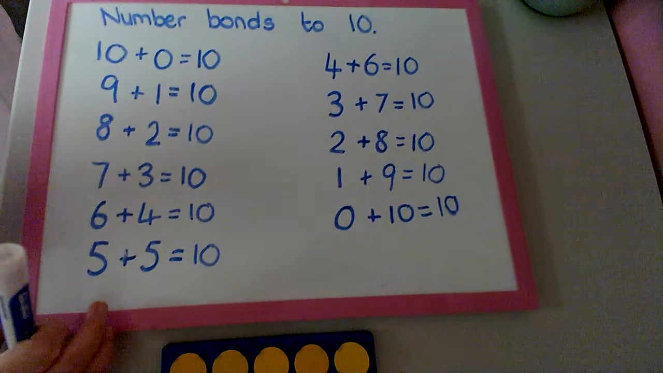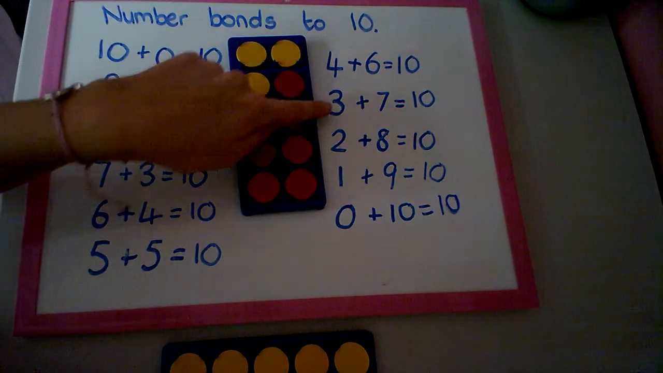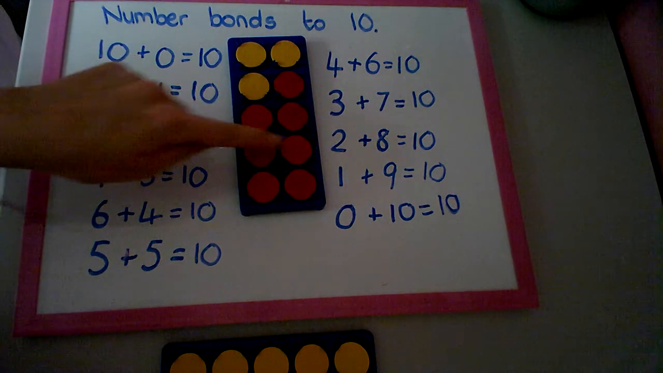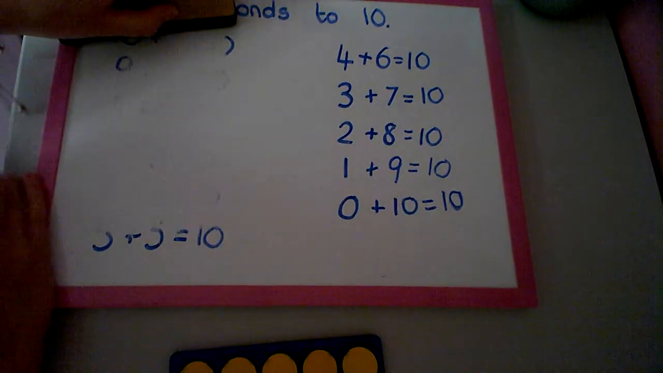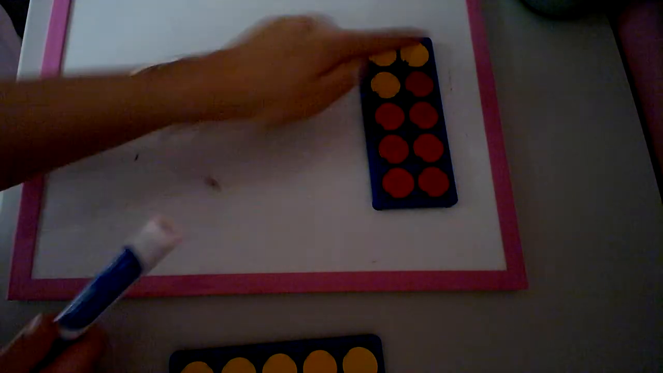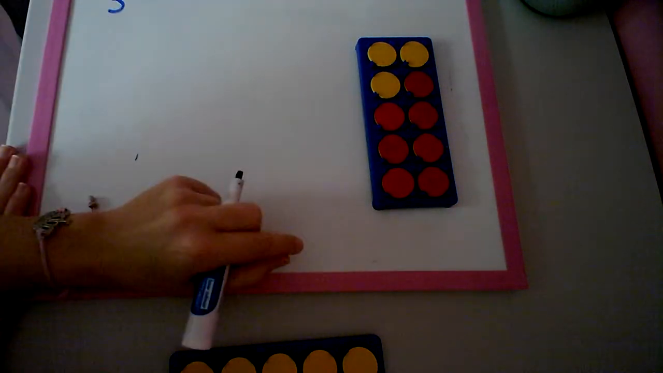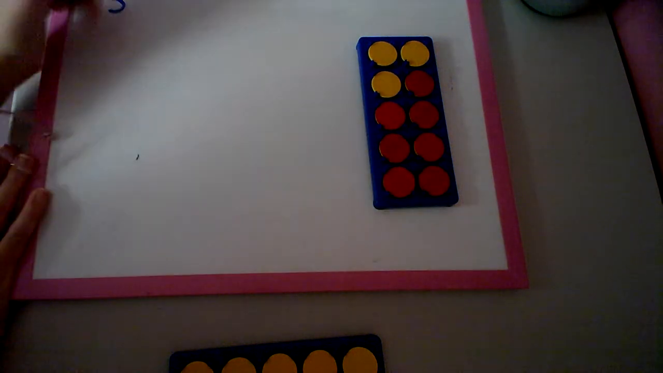So I've got an example one here. Let's have a look. We have 1, 2, 3 yellow counters. How many red? 1, 2, 3, 4, 5, 6, 7. So let me rub off our number bonds. How many yellow did I have again? 1, 2, 3. And how many red did I have? 1, 2, 3, 4, 5, 6, 7.